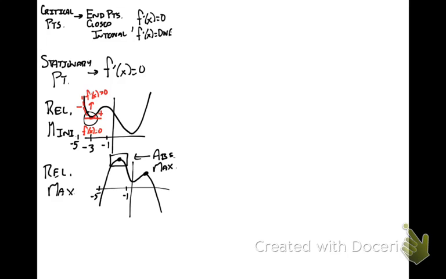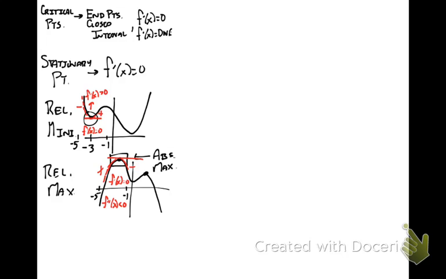Some things to notice about the absolute maximum. At the absolute maximum, the derivative equals 0, and it changes from positive, because the slopes of the tangent lines are positive to the left of it, to negative, because they're negative slopes to the right of it. The second thing to note is that the second derivative at a relative or absolute maximum will be negative, because the graph will be concave down.